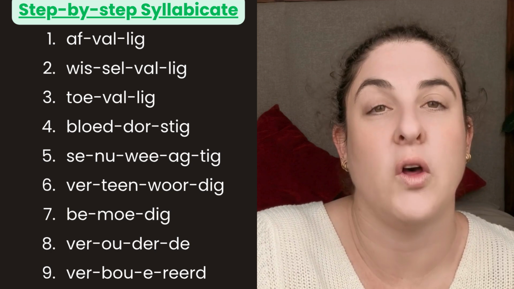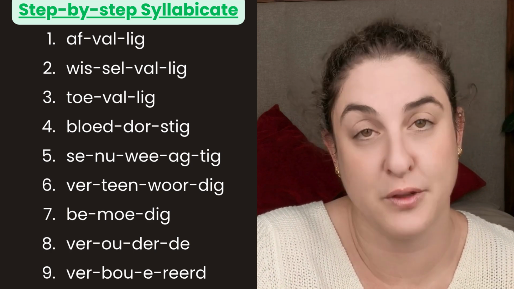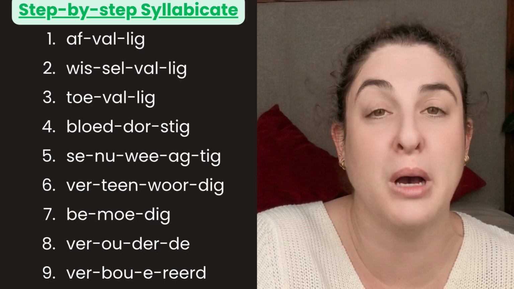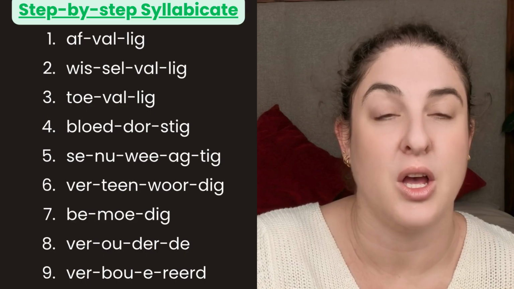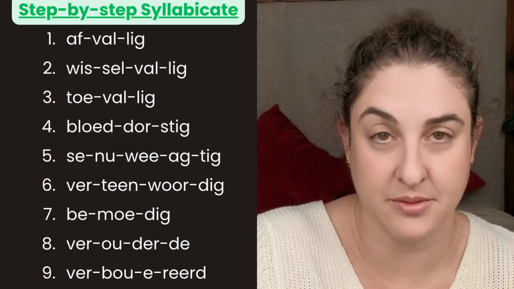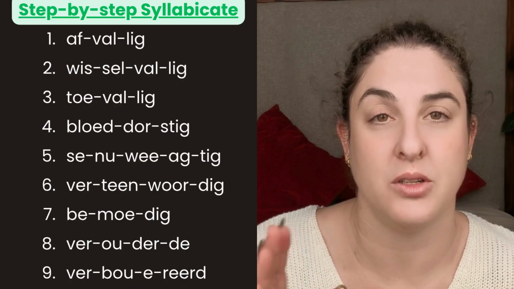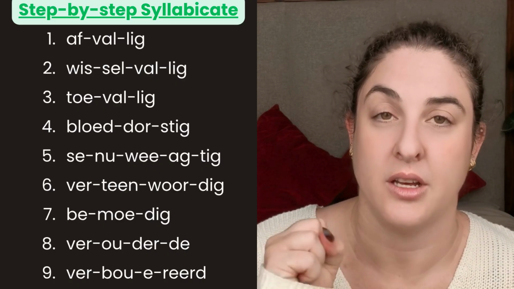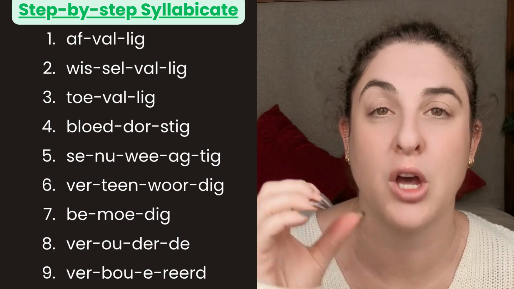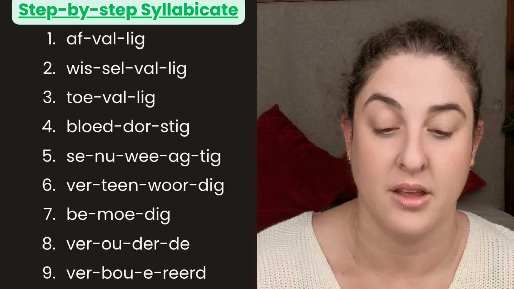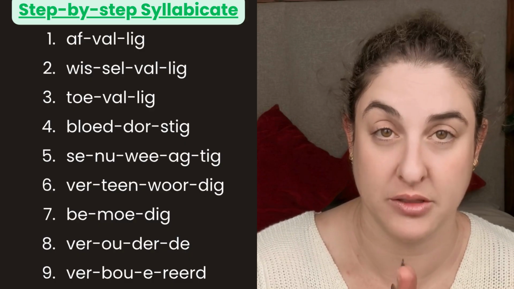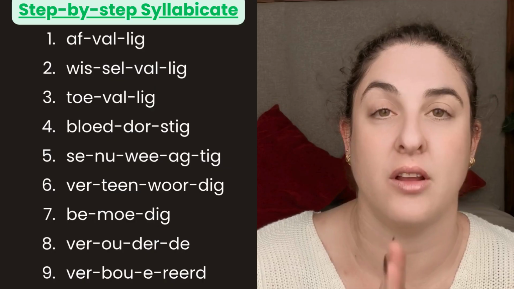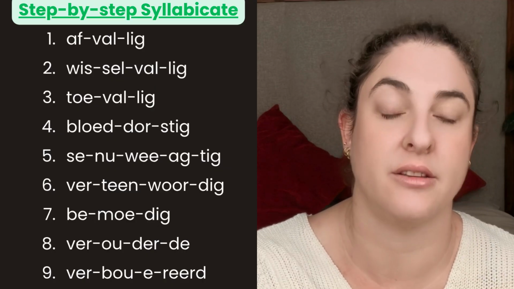And then the last one is ver again, verbouwereerd. So ver, syllable. Bou is to build, and also you can't have 2 vowels in a syllable, so you have to divide between ou and e. Verbou, that e is a syllable, just the vowel. And then the last one is reerd.